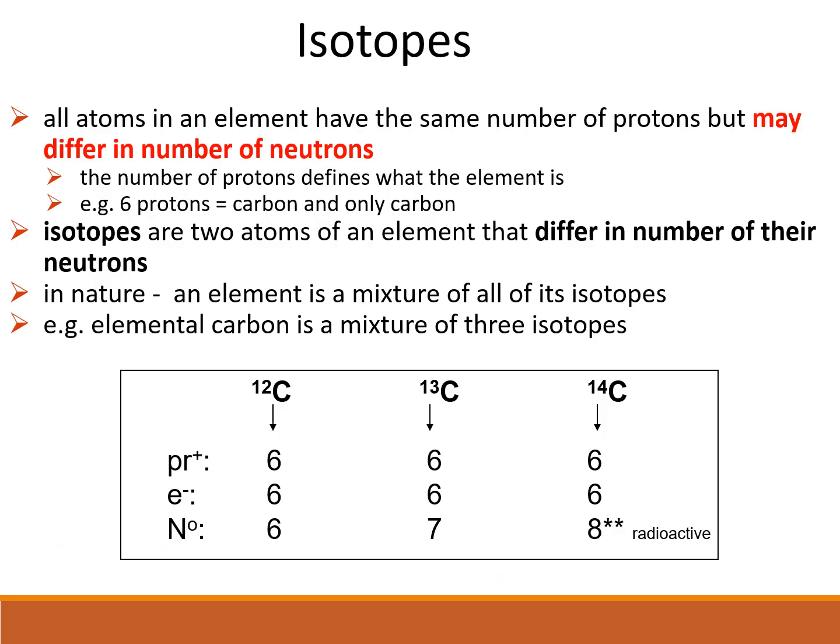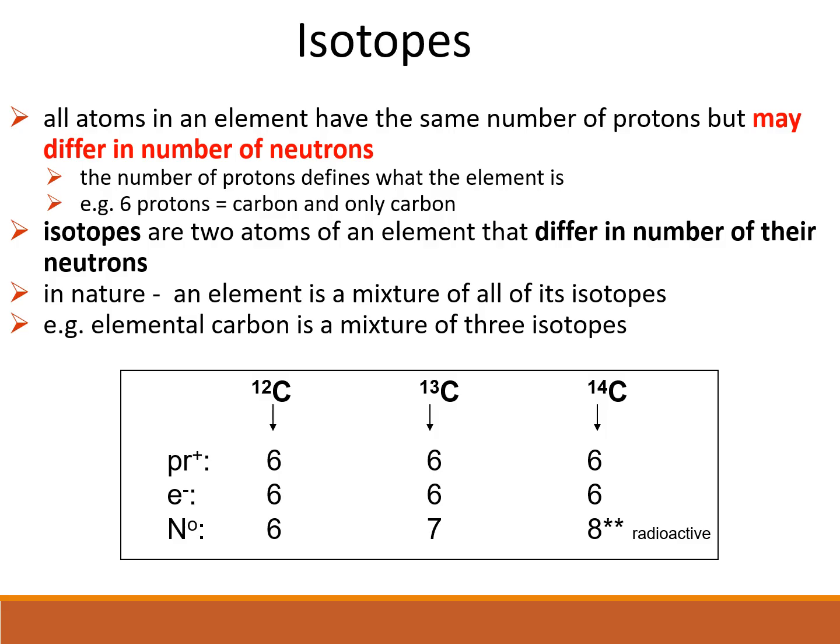All atoms in an element have the same number of protons, but many can differ in the number of neutrons. Now, why do all atoms in an element have the same number of protons? Simple. The number of protons defines what the element is. Carbon has 6 protons. If you go to 7 protons, you don't have carbon anymore.